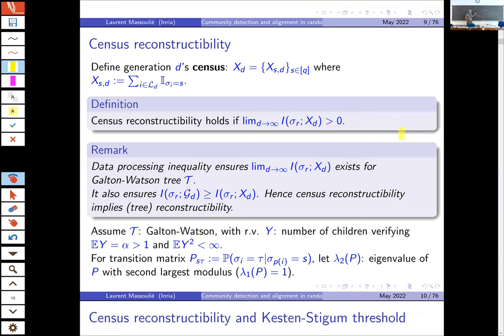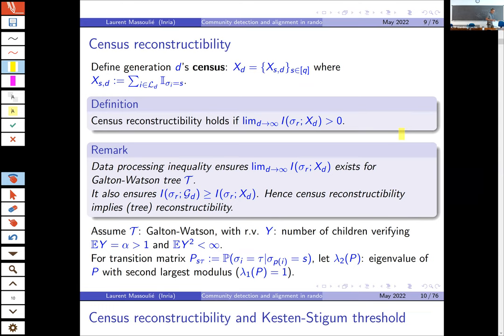And I can iterate. So at the following generation, I'll use the first index to track generation, and then I'll endow each of the individuals with its number of children. So it's a random tree that is generated in this iterative manner by having IID numbers of children.